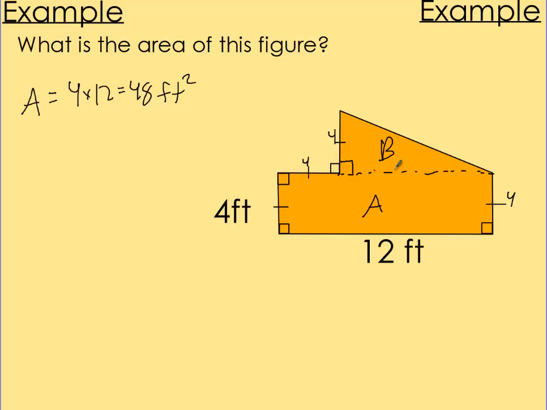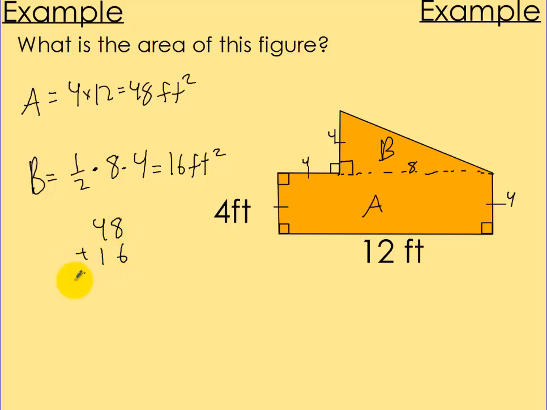If I know this height has got to be 4, and this base, well, if this chunk here is 4, the rest of this has to be 8. So for the area of part B, it's going to be 1/2 times the base, which is 8, times the height, which is 4. So 1/2 times 8 times 4. 8 times 4 is 32. Half of that is 16 feet squared.